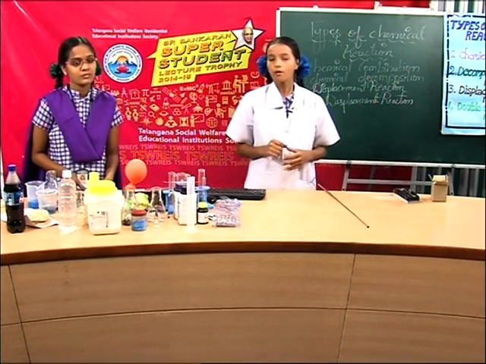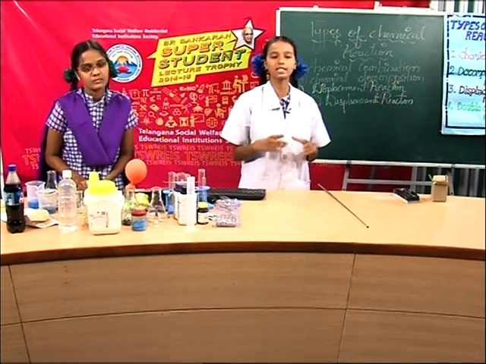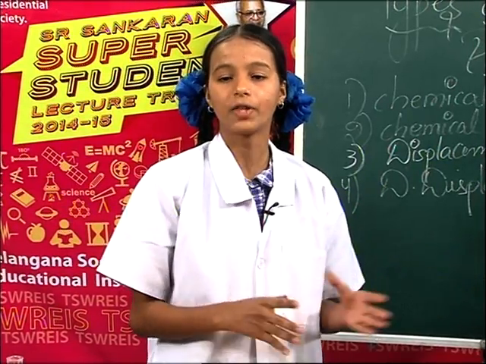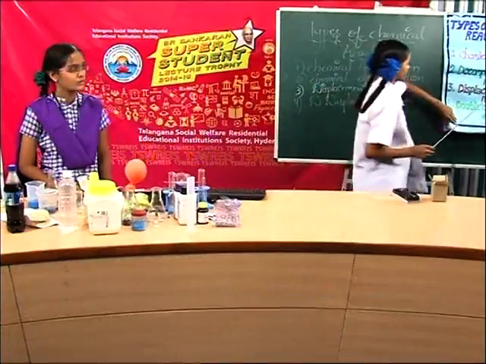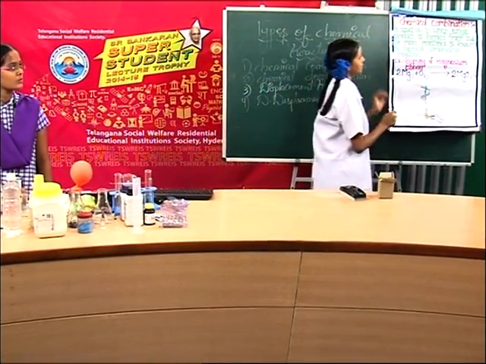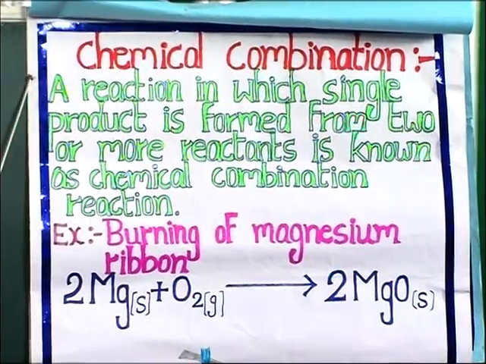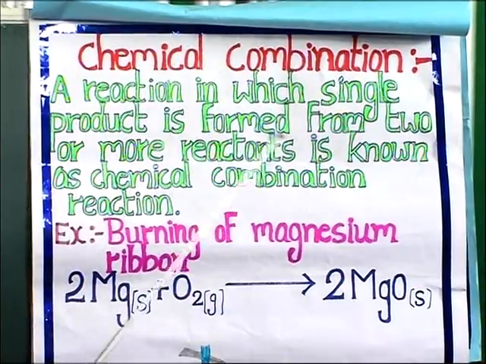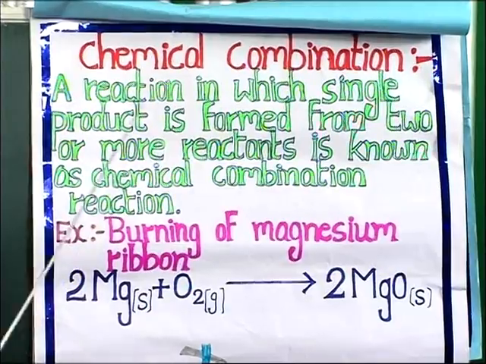Feroz, what is meant by chemical combination reaction? A chemical combination reaction is nothing but a reaction in which the product will be single and formed from two or more reactants. This is called a chemical combination reaction.